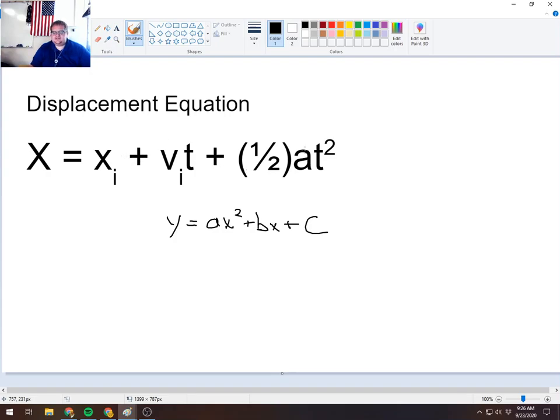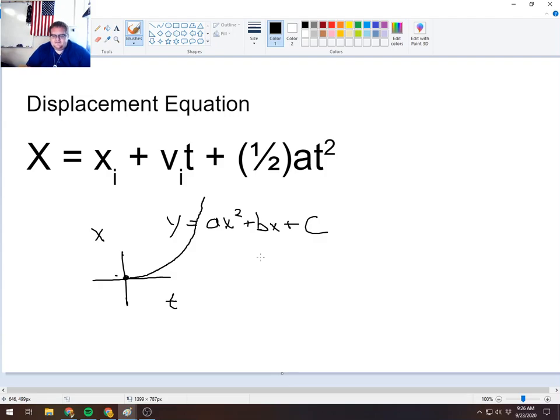But this is a quadratic equation, and that makes sense because remember, this is the displacement versus time graph. If we have an object that was maybe at rest at the beginning and it was accelerating, its displacement versus time graph would look like this, which is a parabola. And this is a quadratic equation. And that's going to come up a whole lot in our second unit.